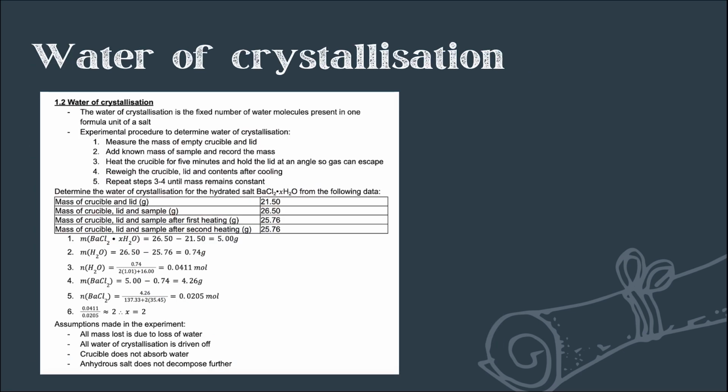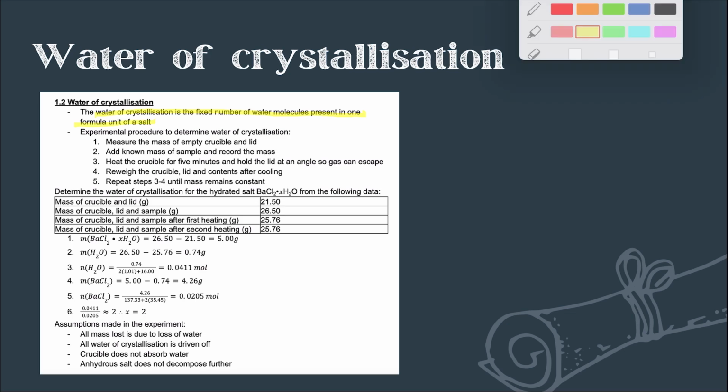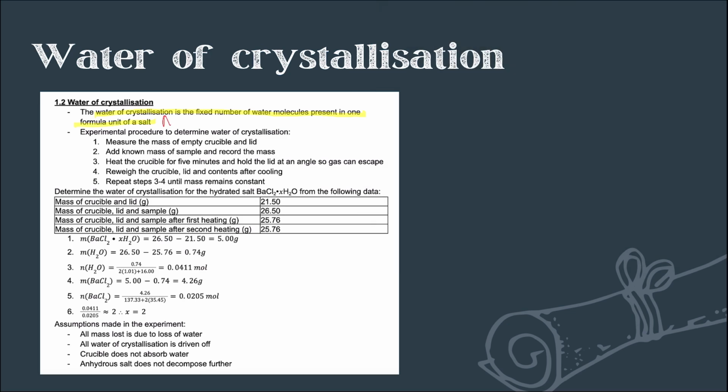All right. Next, we are going to look at water of crystallization. Water of crystallization is the fixed number of water molecules in one formula unit of a salt. So a salt could be something like NaCl, KCl, BaCl2, which is in this example over here, and so on and so forth. Not just chlorides, but many other things as well.